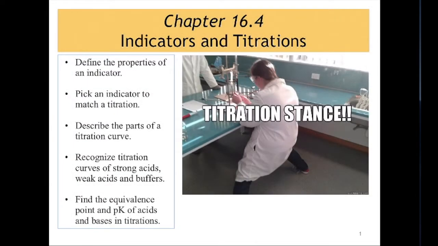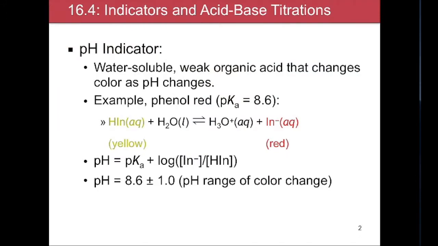In this chapter, I'm going to talk about indicators and titrations. When you're doing a titration in lab, many of them involve the addition of an indicator to help you determine where the endpoint of the titration is. So a pH indicator is a water-soluble, weak organic acid that changes color as pH changes.